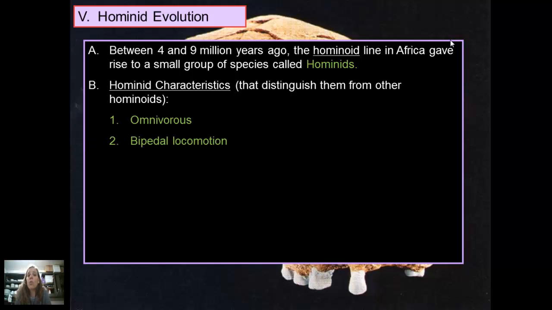Omnivorous. What that means is that we have evolved to eat both plant and animal matter. Bipedal locomotion. We walk on 2 feet. We don't need to drag our knuckles on the ground for support. We can stand fully upright and walk on our 2 feet as we are eating our plant and animal matter.